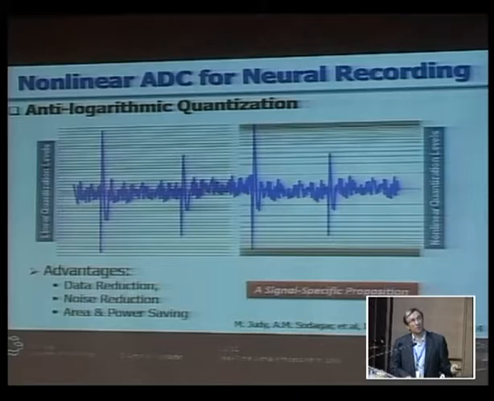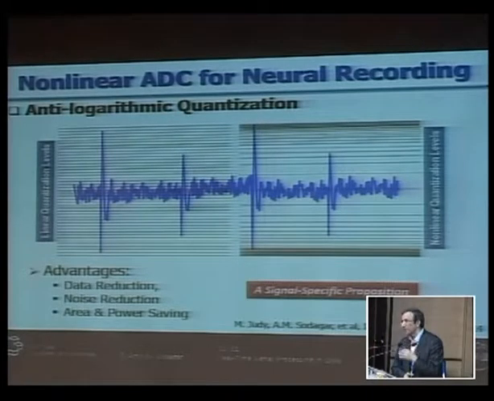Noise reduction. As you see here, and will be explained later in the next slides, this part of the signal is not being digitized, so most of the background noise will be rejected or removed. And also, because of the realization of this technique in hardware, we are going to save area and power, which are also important. And this is an approach that looks into the specifications of the signal.